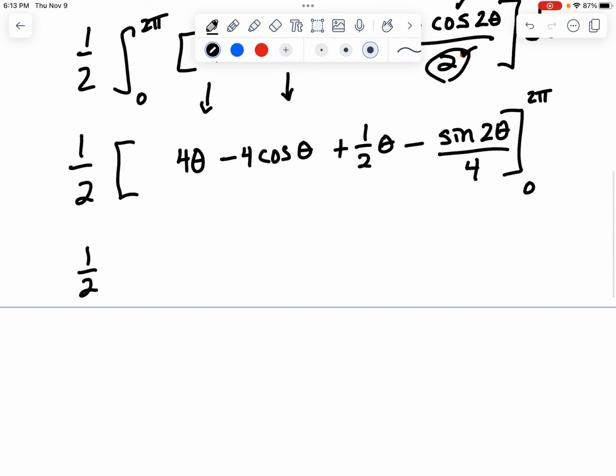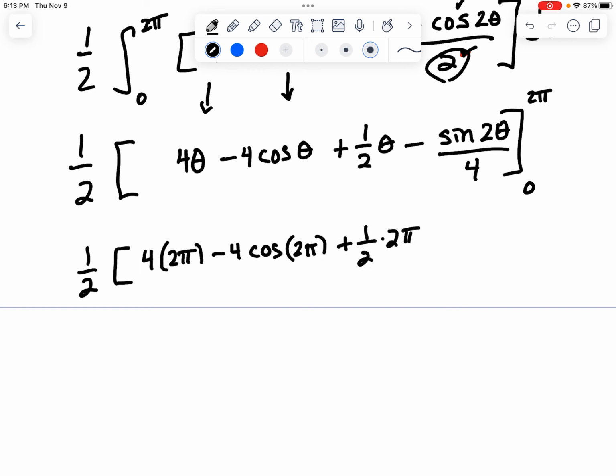So let's see, there's the 1/2, there's 4 times 2 pi, there's minus 4 cosine of 2 pi, there is a half of 2 pi, and then finally minus sine of 2 theta, so 2 times 2 pi. And then that part's divided by 4.